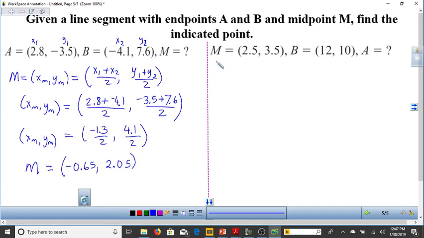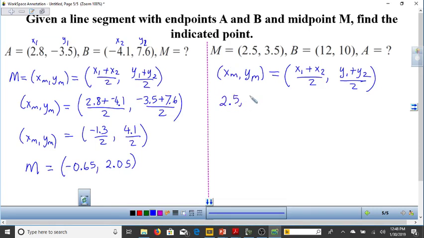In this question, we're given the coordinates of M. So we need to find the missing point, which is, in this case, A. If it was to find B, we'd basically be following a very similar approach. So what I'm going to do is write my formula down. I strongly recommend that you write your formulas each time so that you get used to it and know how to plug it in. It's always good to show your steps. We'll write what we know. We know that xm is 2.5 and ym is 3.5.